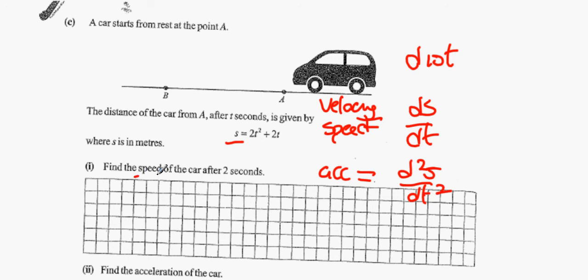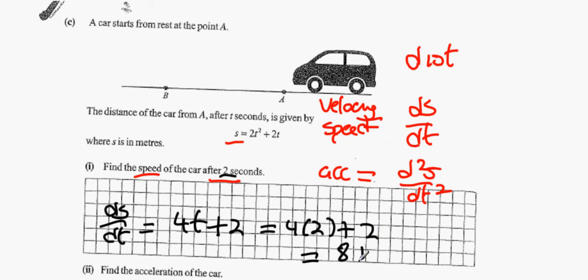Okay, it says find the speed of the car after 2 seconds. Speed means the first derivative. Differentiate, and you get 4t plus 2. This means the speed of the car is given by 4 multiplied by the time plus 2. We know the time is 2 seconds, so it's going to be 4 multiplied by 2 plus 2. This will be 8 plus 2, which is 10. Look at your units: meters. t is in seconds. Meters per second.